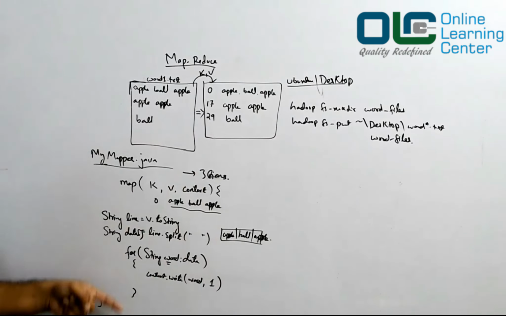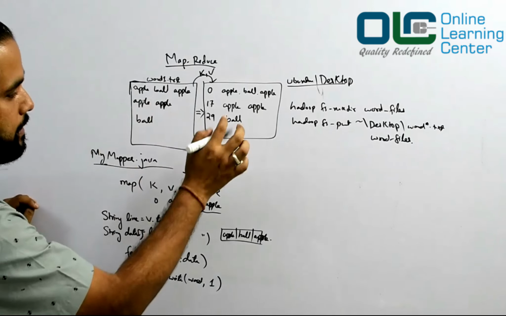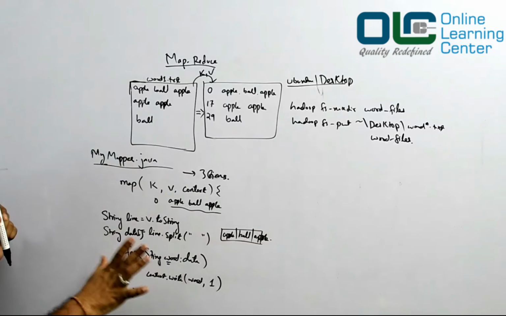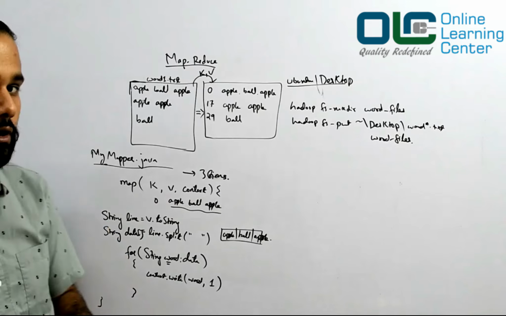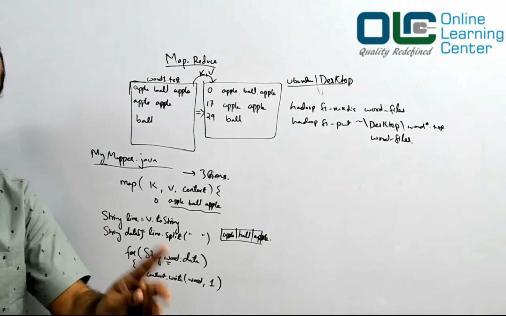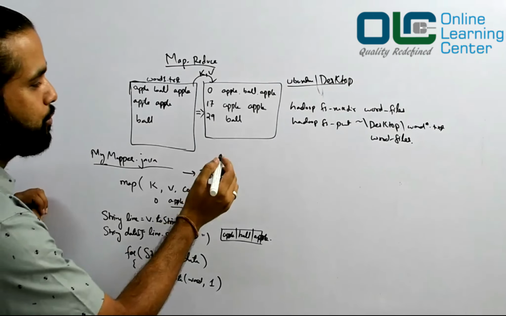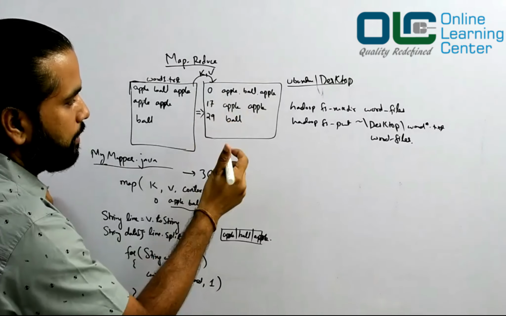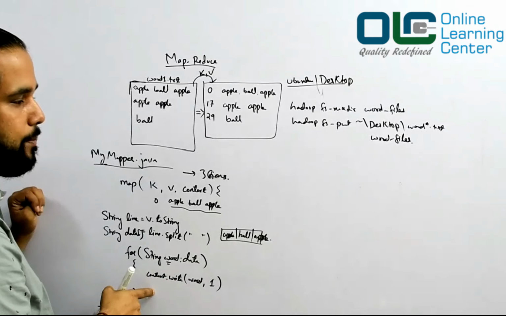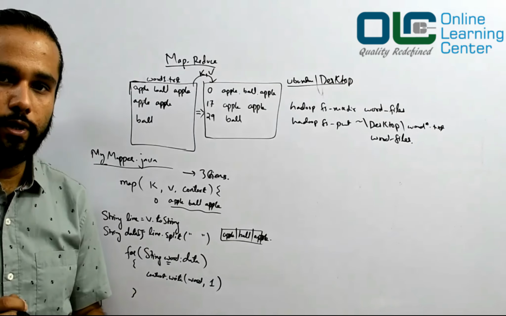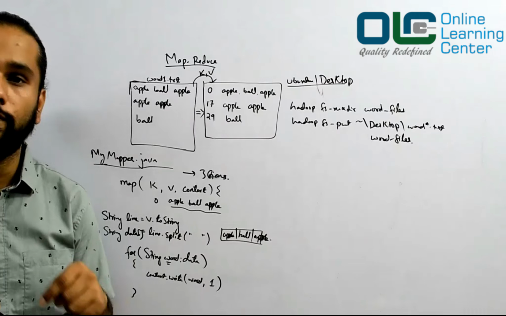Now, having understood this, I was just trying to give you some understanding on how we are going to write the code, but the real code we will see in the coming days. So when you say context dot write, that means output from the mapper. Context dot write will always be an output from your mapper.